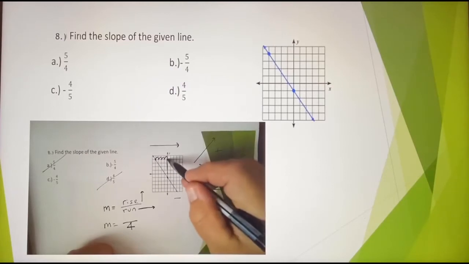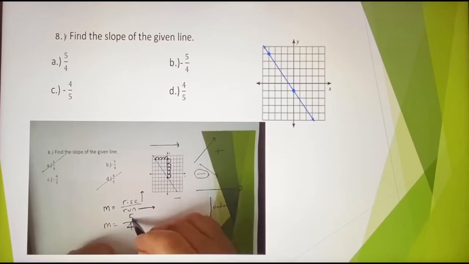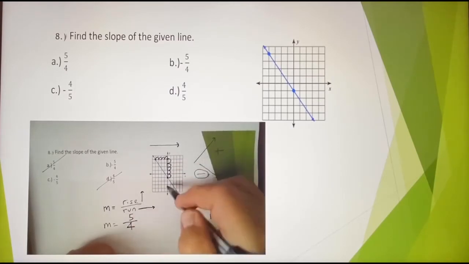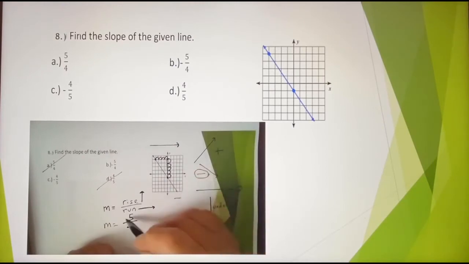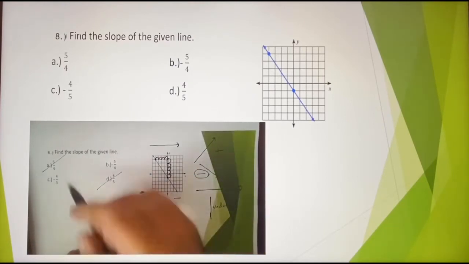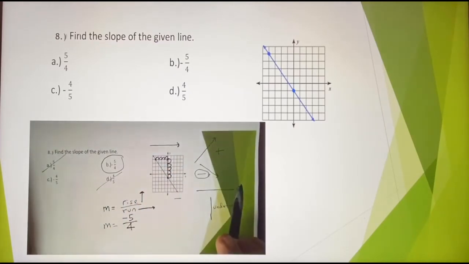Let's look at how far from here, which is the same level, all the way down to here. It's going to be 1, 2, 3, 4, 5. And so I put the 5 there, and since we went down, the memory trick is to rise up. Since we're going down, we're going to have a negative. So negative 5/4. Negative 5/4 is the correct answer then.